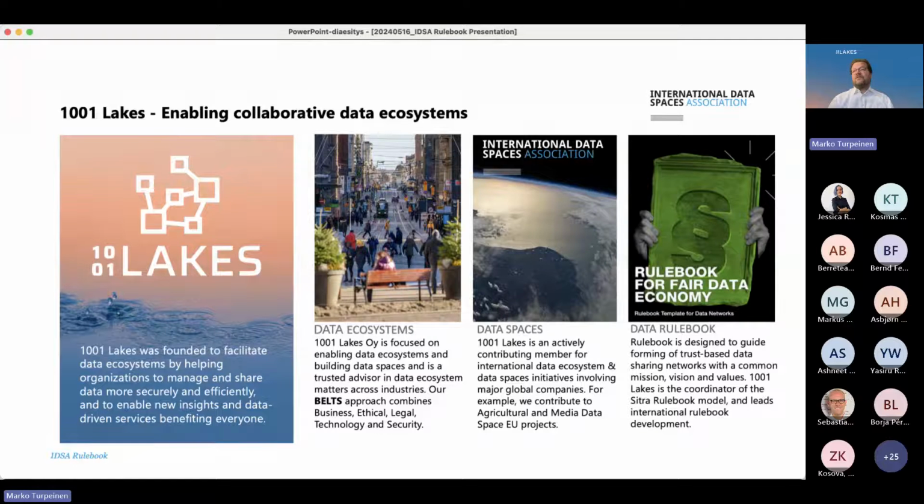And then on the rulebook side, we've been quite active. I'll come back to that, of course, in several ways during my presentation. But in addition to the IDSA Rulebook Working Group, where I'm one of the co-leads, we are also very much involved in something called the Rulebook for the Fair Data Economy, an exercise that started from Finland by the Finnish Innovation Fund Sitra, and we have been coordinating that work, and I'll come back to that also later today.